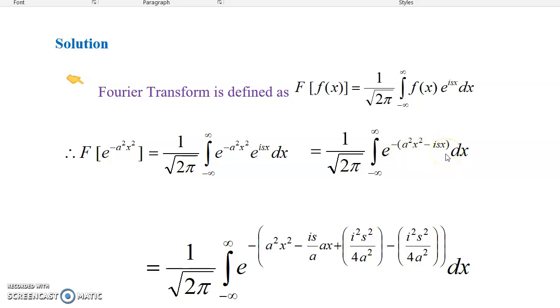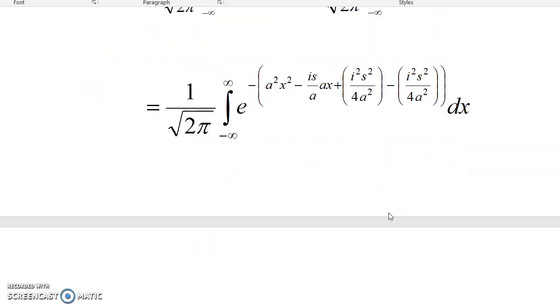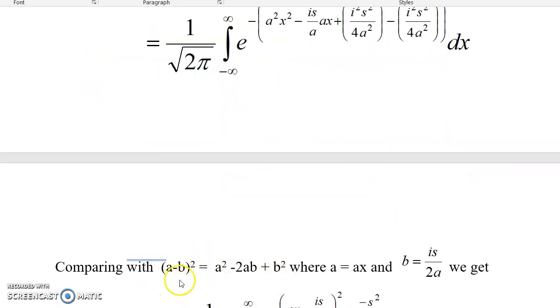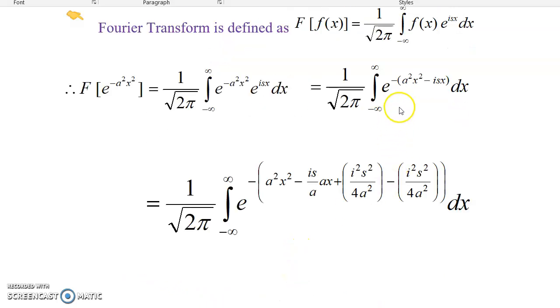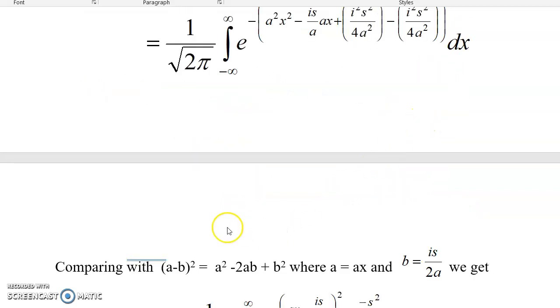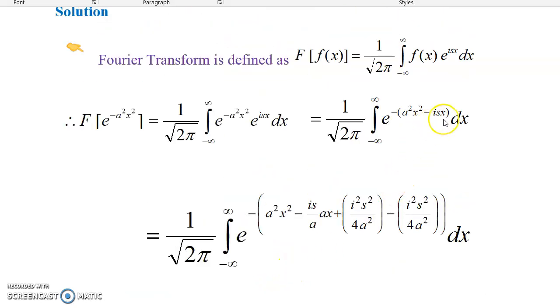Now we are going to use a small mathematical tool here. You are all very familiar with this formula: a minus b whole squared is a squared minus 2ab plus b squared. So this small concept only we are going to use here. See, if you look at this term, this is a squared minus 2ab. So this will be the 2ab term. So a squared minus 2ab. After that we need b squared. We need plus b squared. So what is going to be b squared here?